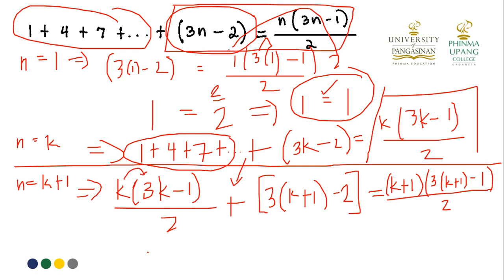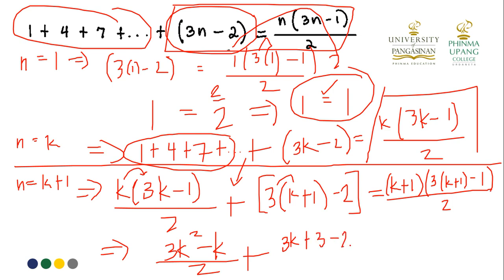Answer. Will this fit? 3k squared. Let's try to fit it. 3k squared minus k, all over 2, plus what is 3 times k? 3k. Plus 3 times 1 is 3. Minus 2. Shortcut ko na yan, I mean, I'll erase this. What is 3k plus 3 minus 2? Answer? 3k plus 1.